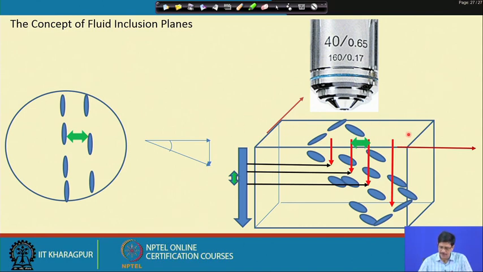Now here, just looking at this particular example, what has been shown is that let us see there is a plane. This is the plane on which the inclusions are arranged.